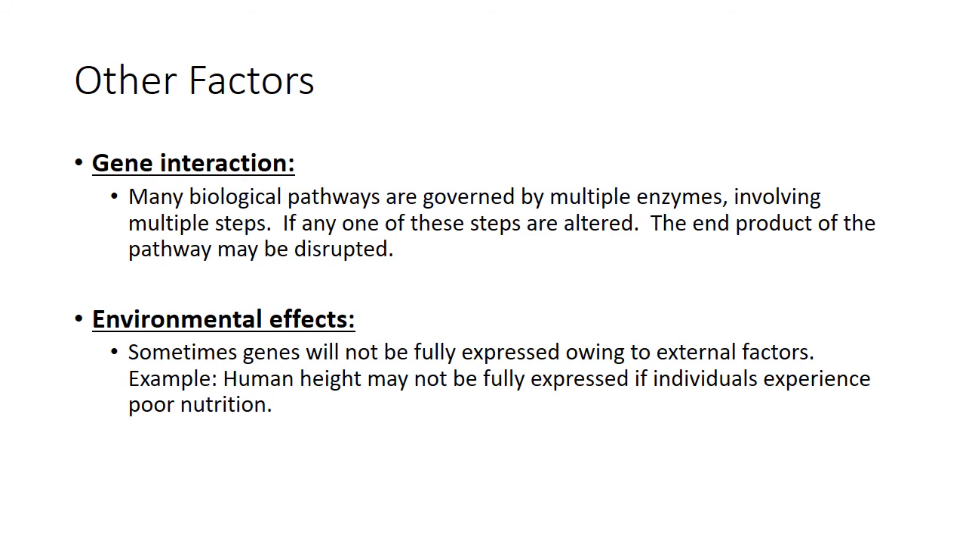So right here, gene interaction. This says that many biological pathways are governed by multiple enzymes involving multiple steps. And if one of these is altered, then sometimes we don't get the correct product. And that can change how a gene is shown. And then environmental effects. This is when some genes will not be fully expressed just due to environmental or external factors. For example, human height may not be fully expressed if individuals experience poor nutrition. So you could have a gene that says you're going to be 6'10", but if you don't eat correctly, you could be stuck at like 5 foot.